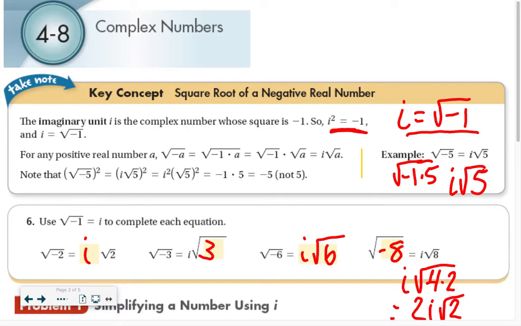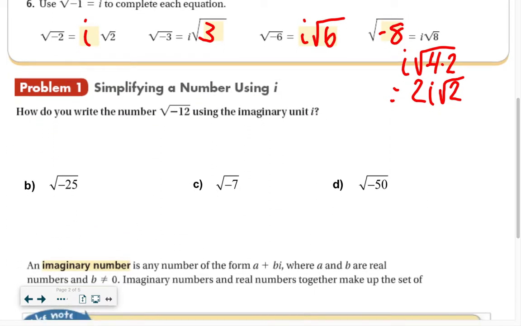Okay, other questions so far? Okay. So how could I write the square root of -12? What's the first thing I would say? i square root of 12.